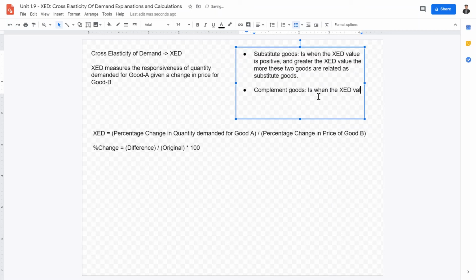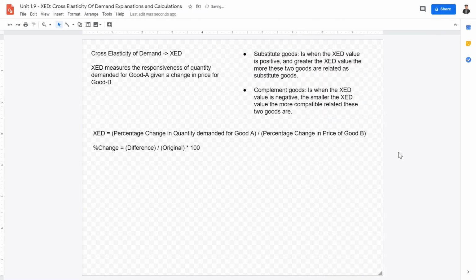Now, complementary goods is when the XED value is negative. The smaller the XED value, the more compatibly related these two goods are. So that's basically the complementary goods. It's when it is negative.